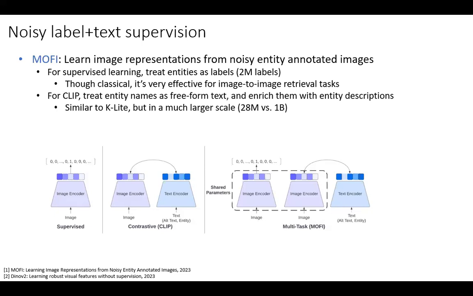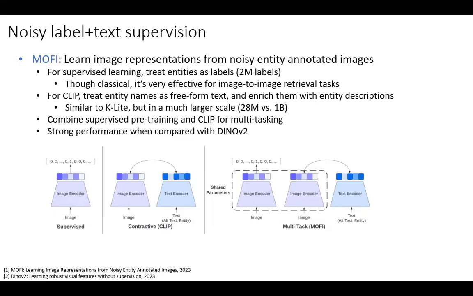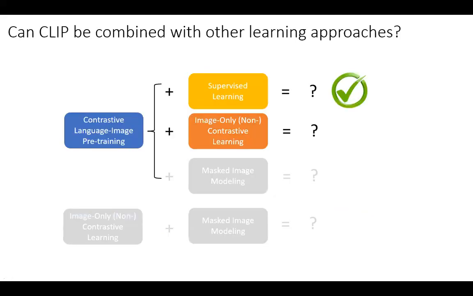And then for CLIP, we can treat the entity name as free-form text, as we usually do for all the CLIP model training. And then we can also enrich them with entity descriptions. So this is an idea very similar to Pali, but now at a much larger scale. And then they also combine supervised pre-training and CLIP for multitask learning, and they show strong performance in learning an image backbone, even better than the DINOv2 paper. So I think the combination of CLIP and supervised pre-training is positive, right?